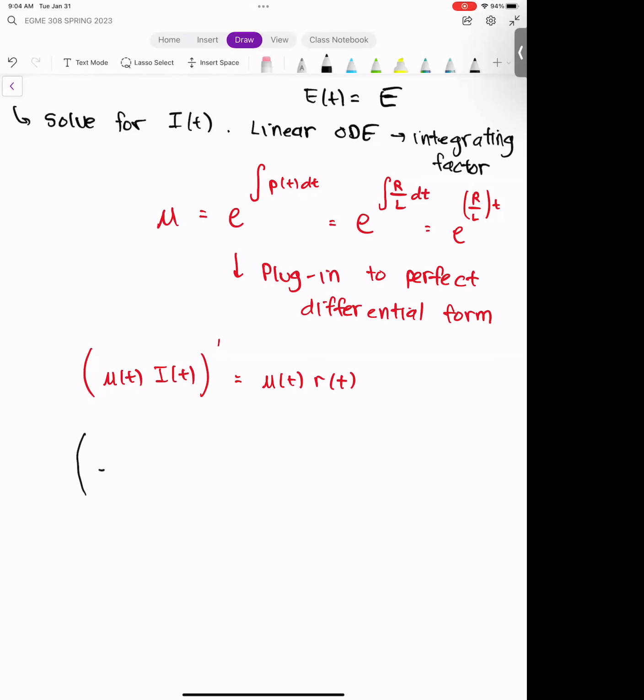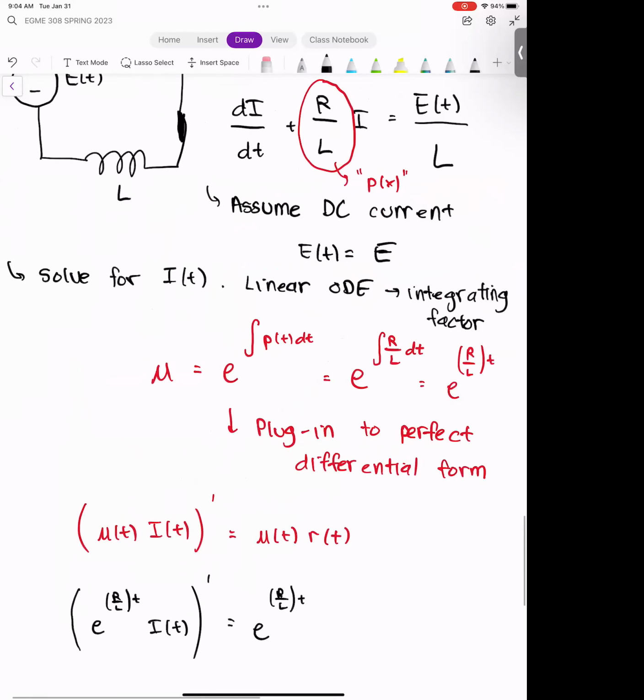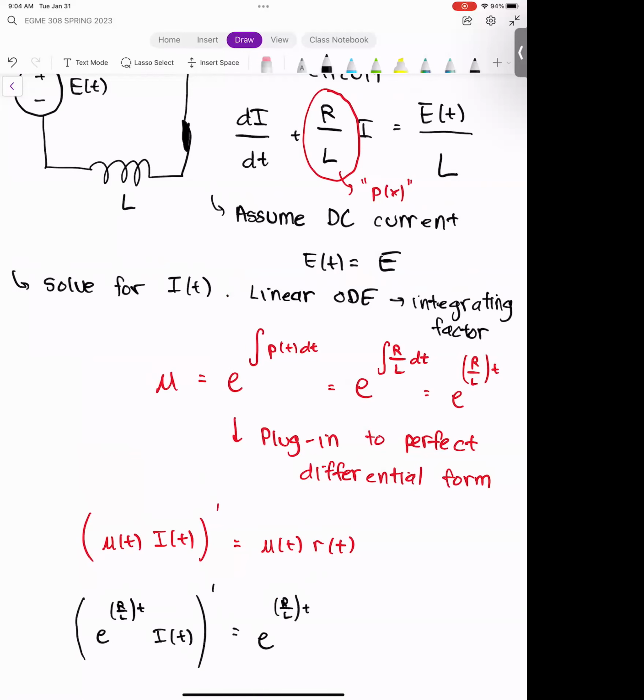So mu of t we know is e to the R over L times t, times (I of t) prime. This is equal to mu, which is e to the R over L t, times r of t. And in this case, our r of t is also a constant, and so it's just going to be E over L.